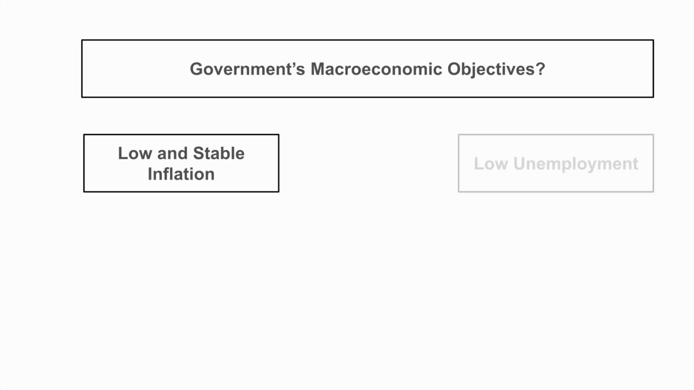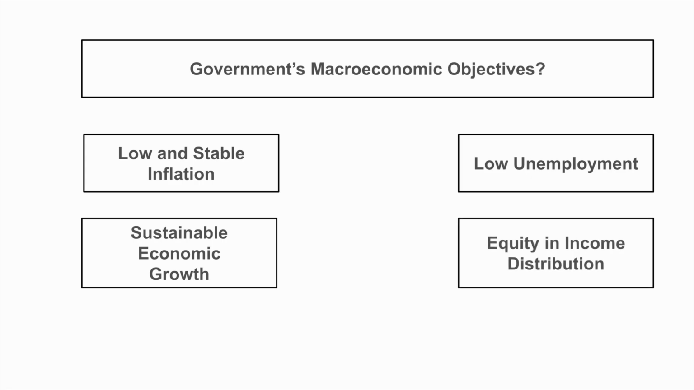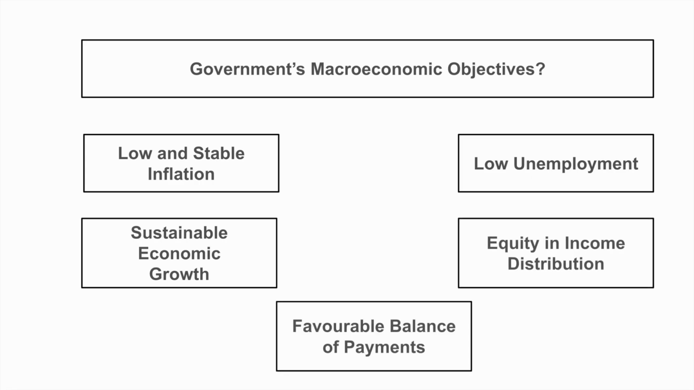Government has 5 macroeconomic objectives. They include low and stable rate of inflation, low unemployment, sustainable economic growth, equity in income distribution, and favorable balance of payments. Now today we are going to discuss a very important trade-off between two macroeconomic objectives. One is low and stable rate of inflation and another is low unemployment. These two macroeconomic objectives and the relationship between them give us a very important macroeconomic concept, which is known as the short-run Phillips Curve, which is in fact going to be our concept of the class.